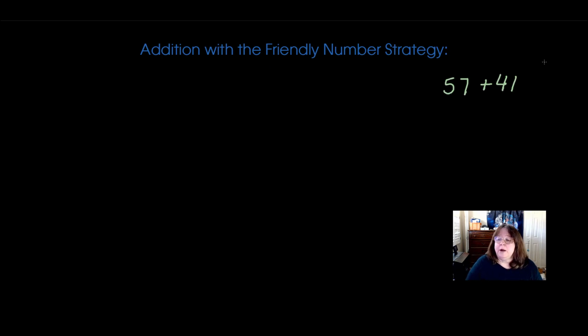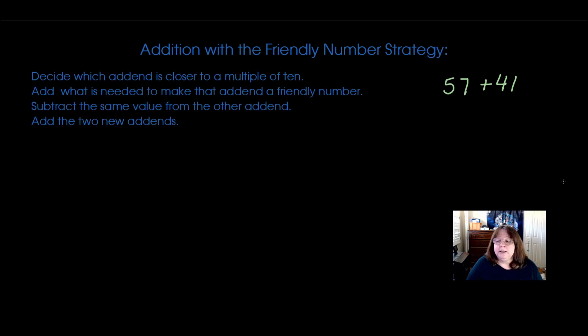Let's say we've got a problem. We want to do 57 plus 41. We want to turn one of these addends into a friendly number, and by that we mean a number that's easy to work with. So we're going to follow some steps. We're going to decide which addend is closer to a multiple of 10. So remember, these are our addends, 57 and 41.